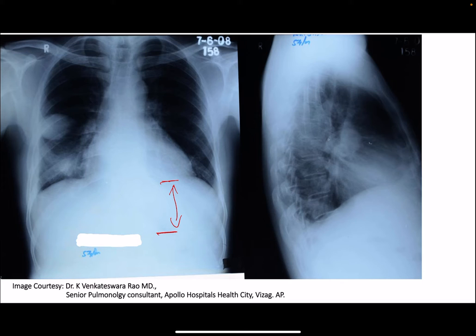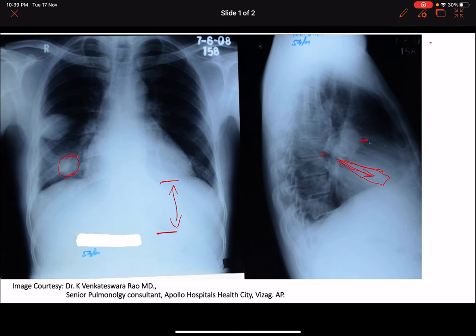and also there is an obliteration of the right costophrenic angle. Also in the lateral view, if you see, the same upper opacity is having a tail here. Can you see that? It's like a small tail. This is also a small tail. And also this lower opacity, what you are seeing is this form of opacity, like a haziness here.